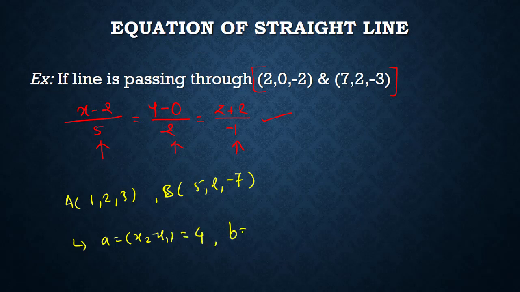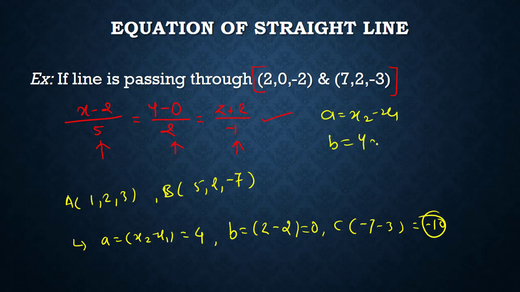B is equal to what? It is y2 minus y1, so it is 2 minus 2, which is 0. And C is equal to what? It is minus 7 minus 3, which is minus 10. Okay, means the direction ratios are nothing but A is equal to x2 minus x1, B is equal to y2 minus y1, and C is equal to z2 minus z1.